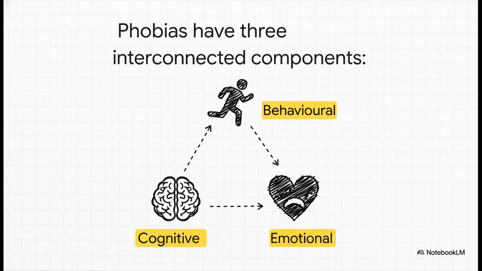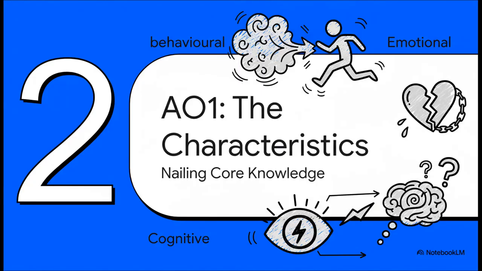And this is where that core framework that AQA loves comes in, the tripartite model. It's actually pretty simple, but it's powerful. It basically says that every single phobia is made up of three connected parts: how you act, what you feel, and what you think. Let's pull each one of those apart. Right, let's really get into the nitty-gritty. This next section is pure AO1. This is your core knowledge, the description marks. We're going to nail down exactly what these behavioral, emotional, and cognitive characteristics actually look like.